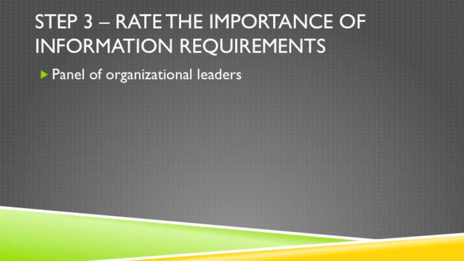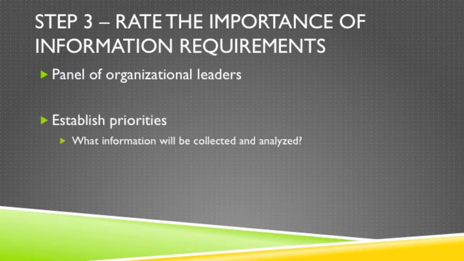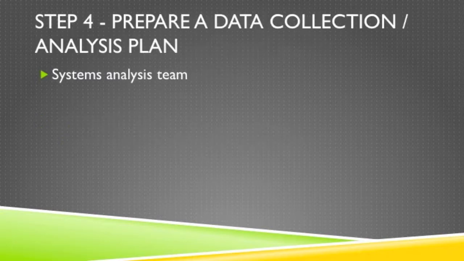The third step is to rate the importance of information requirements. A panel of internal organizational leaders will provide insight for this. The purpose of this step is to establish priorities for what information is to be collected and analyzed. It is not feasible to do this for every possible information requirement that may or may not be utilized in the future. The items rated highest across all the issues will be considered most responsive to the organization's needs.